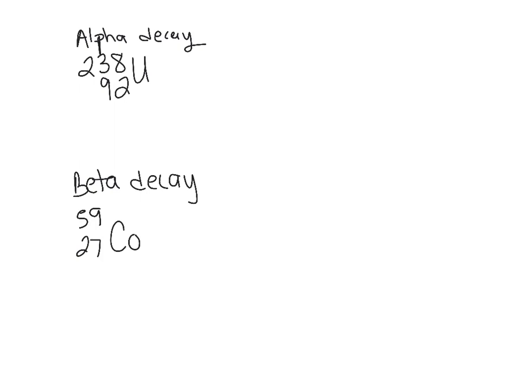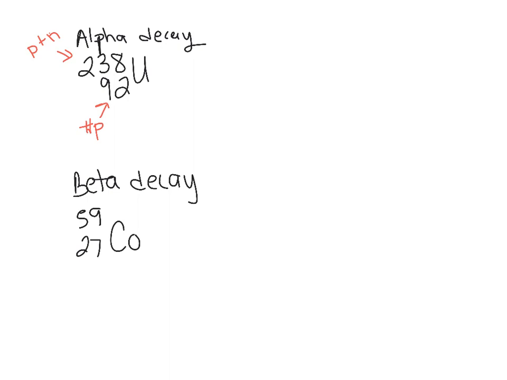Alright, in this video I'm going to do an example of alpha decay and an example of beta decay. So we're going to start with the alpha decay. I already put uranium-238 in here. So remember that this bottom number right here is the number of protons. This top number is your protons plus your neutrons.